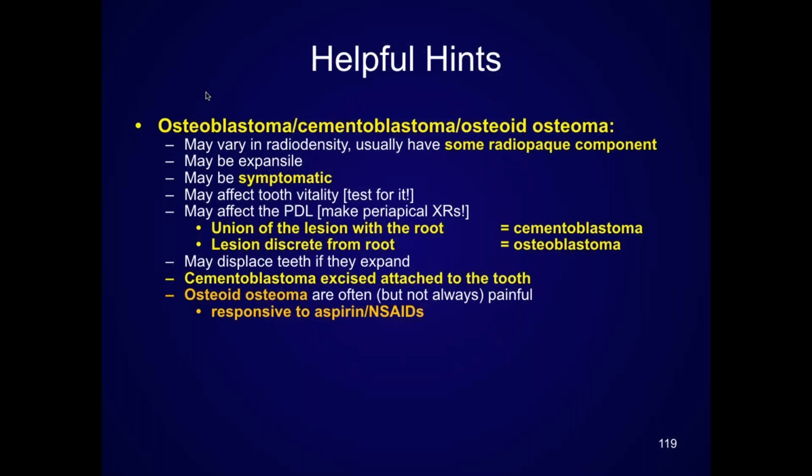When it comes to these lesions, these are the squirrely ones, attached to the tooth, not attached to the tooth. That's where your periapical radiographs, PDLs, cone beam CTs come in. And then they will oftentimes have some expansion and pain. A subset may respond to non-steroidals, and more often than not, they get diagnoses of so-called osteoid osteoma.